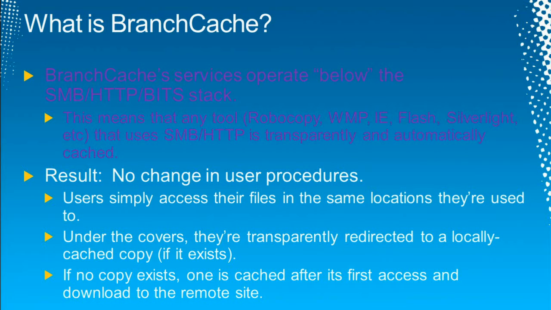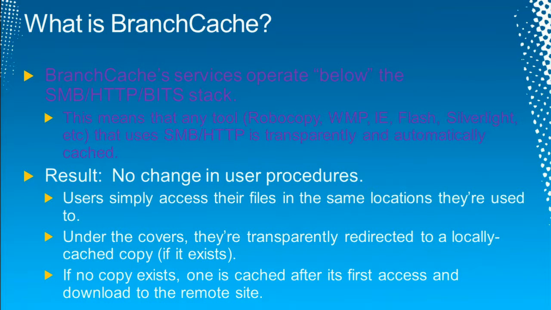What's the name of your primary file server? I'm sorry? Dayton File. So when his users need to go and get Word docs, they go to \\Dayton File\whatever. Once you implement BranchCache, they will go to \\Dayton File\whatever. No change in process, right? But under the covers, without their paying attention, they're transparently redirected to a locally cached copy if that copy exists.